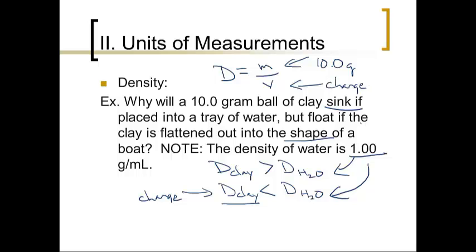Okay. So what's going to happen to the volume? Well, in order to make the density go up, the volume would have to go down. But we want the density to decrease. That means we must be making the volume increase. So what are we doing? By making it into the shape of a boat, we are increasing the volume of the clay.